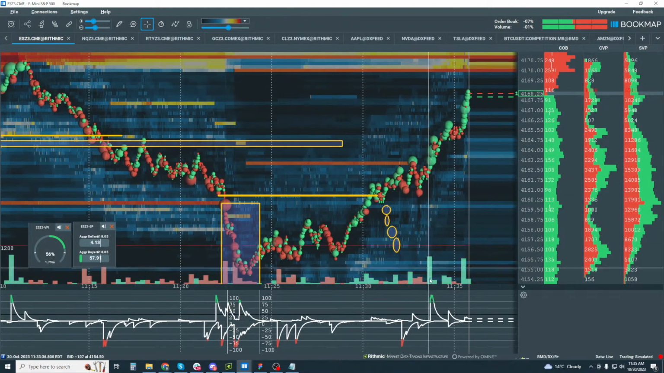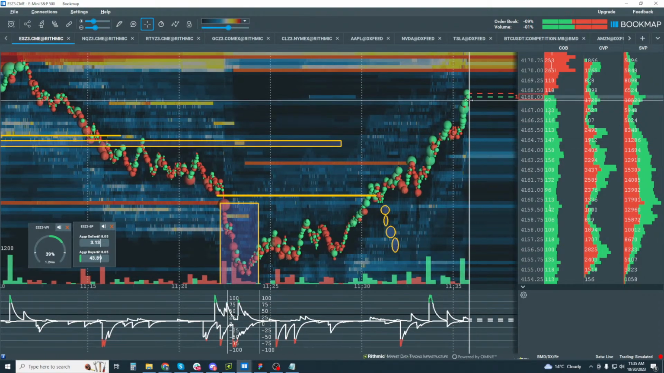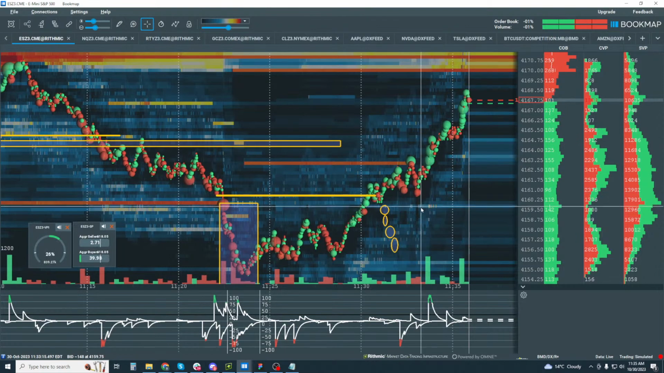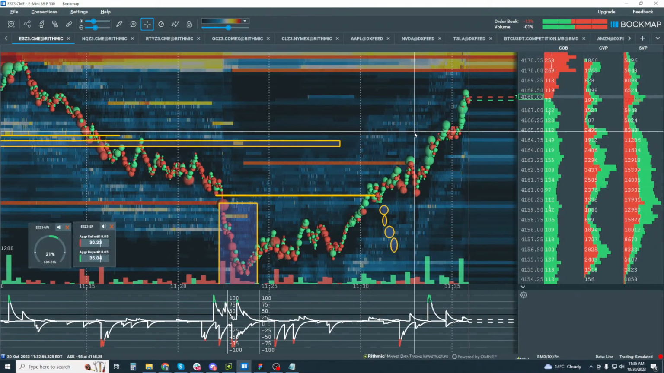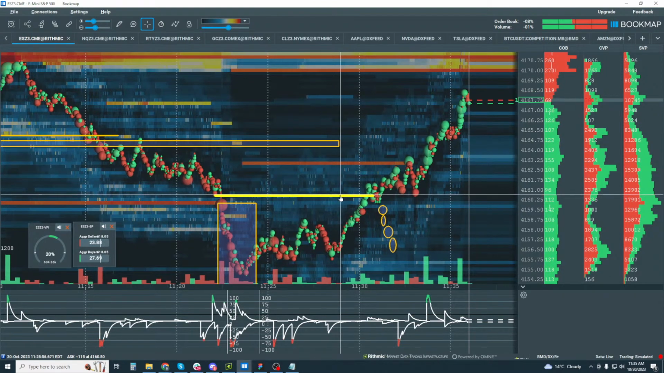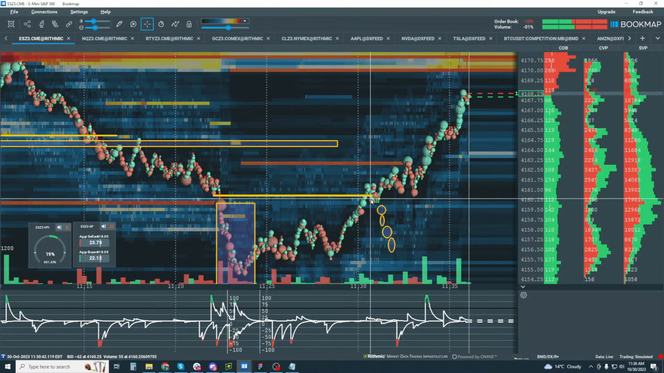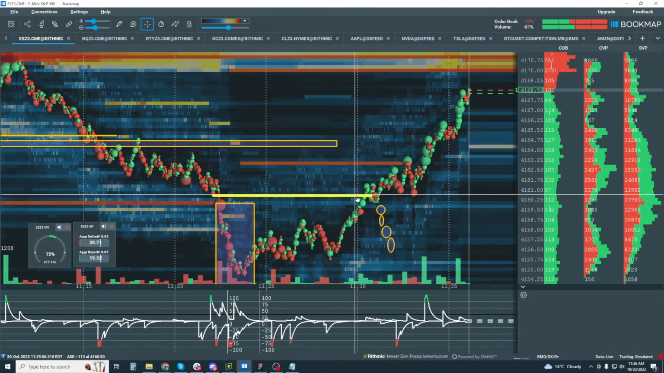So we already got one sweep here, which makes sense. We should be seeing another one in here. We're not. So just be careful about that. If you're still holding on to this trade in here, don't. Just cut it.